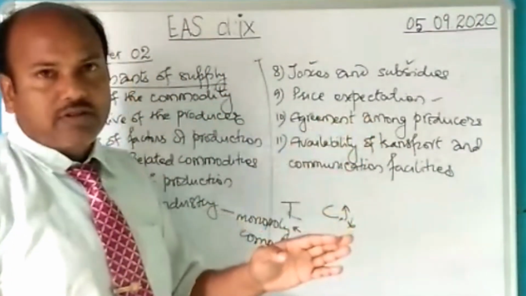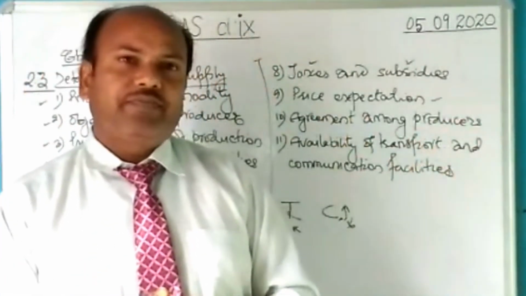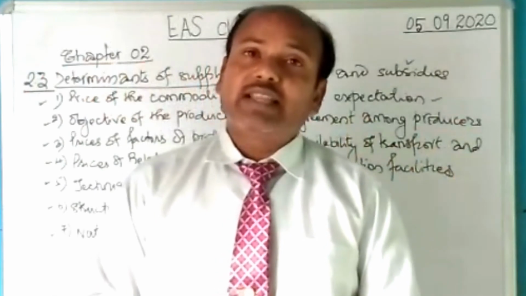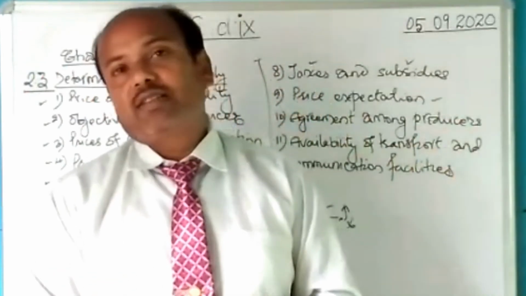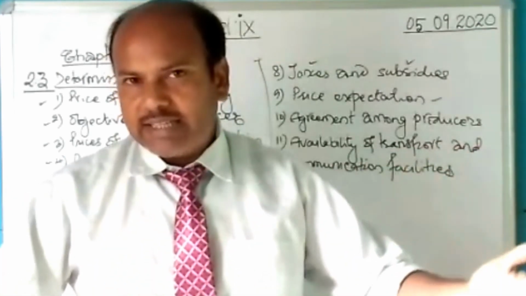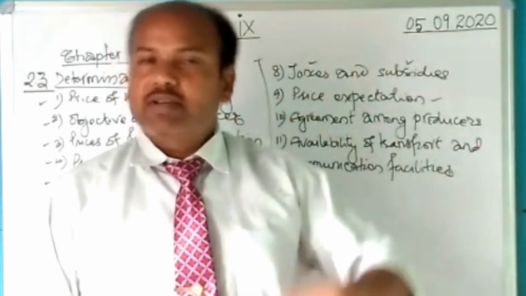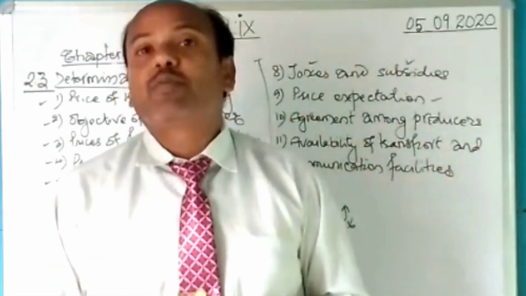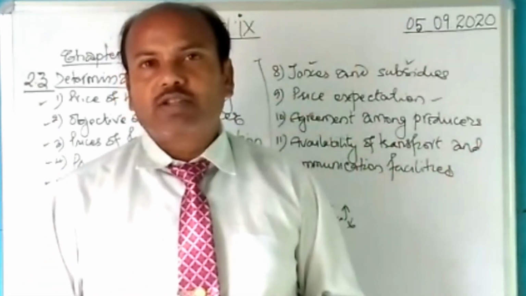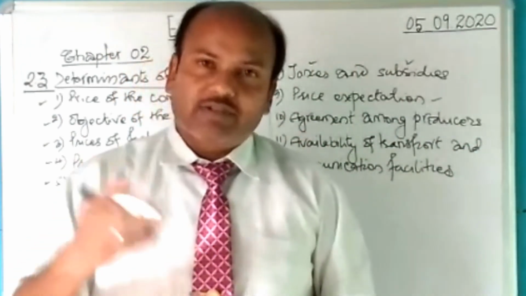Agreement among producers. If the producers can come together and have an agreement, then they can monopolize the supply of a commodity in the market. They may stop the production, create artificial scarcity, and increase the price. Then they can supply more, which will give them more profit. Though it brings a loss to the consumer, it will of course bring more profit to the supplier, and hence they would like to supply more.